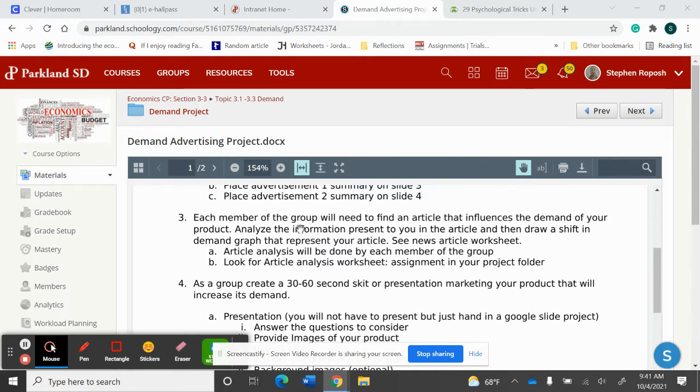Each member of the group will need to find an article that influences demand of your product, analyze the information presented in the article, draw a shift in the demand graph, and then present your article. See the news article worksheet. I'll back out of this and show you that worksheet. What you're doing is this. For the last week, we've been shifting the demand left, which is a decrease, or shifting it right, which is an increase. So you want to find a news article out there that tells you which way consumption is going.